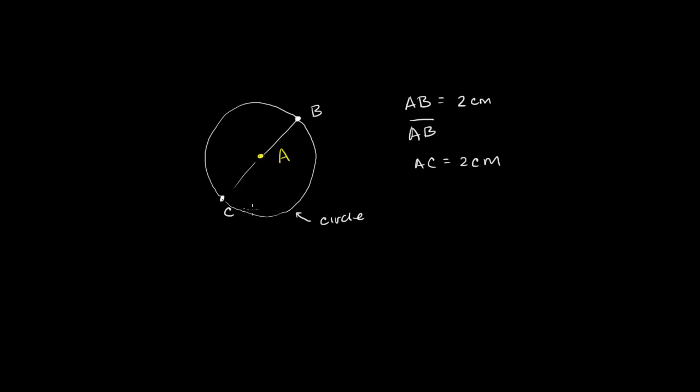If I said the set of all points that are 3 centimeters from A, it might look something like this. It might look something like that. That would give us another circle. I think you get the general idea.